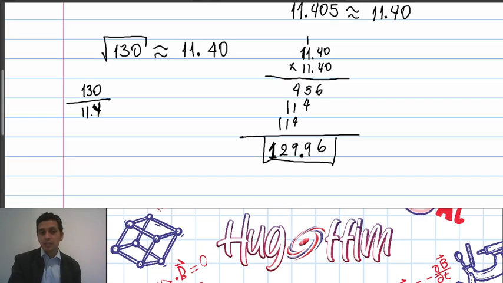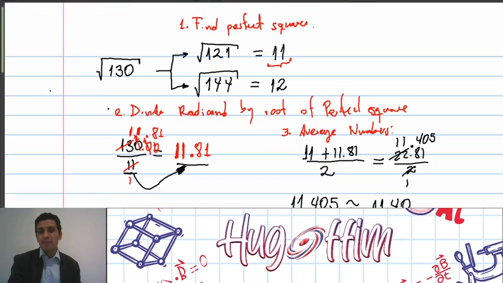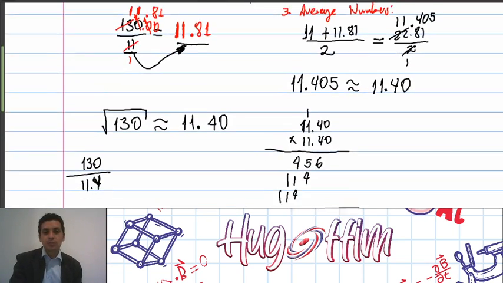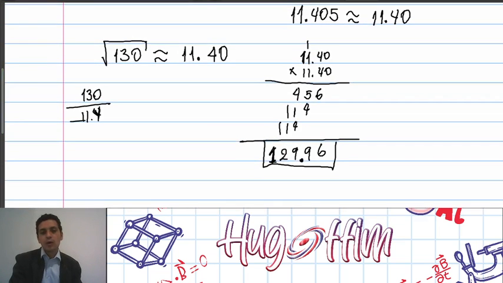And what is the process? I find perfect squares that surround the number, then select which perfect square is closer to the number, in this case 11, perform the division of the radicand by the root of the perfect square, and average these two numbers to find our estimation. It's good to test it to know how close our number is.